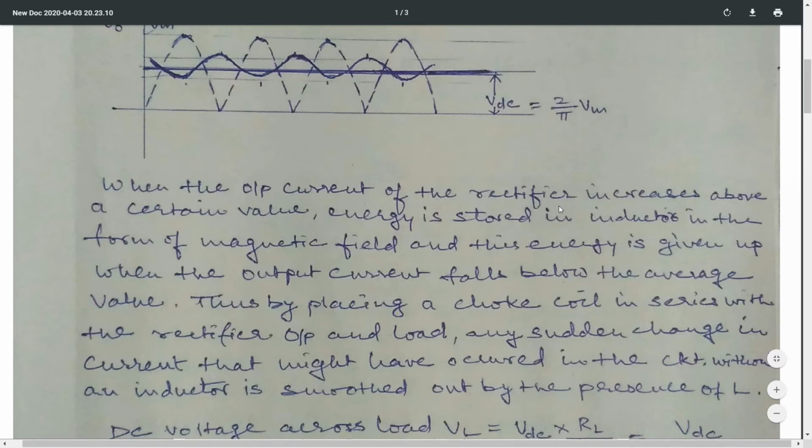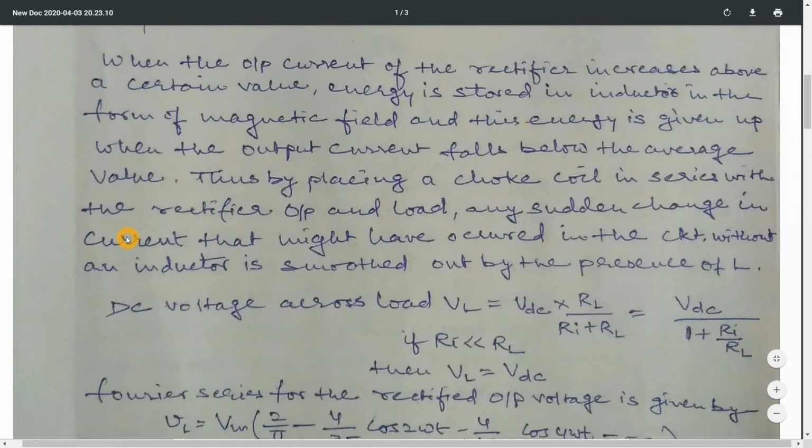When the output current of the rectifier increases above a certain value, energy is stored in inductor in the form of magnetic field, and this energy is given up when the output current falls below the average value. When input rises, output is decreasing. When input is decreasing, this current is increasing. Thus, by placing a choke coil in series with the rectifier, output and load, any sudden change in current that might have occurred in the circuit without an inductor is smoothed out by the presence of L.